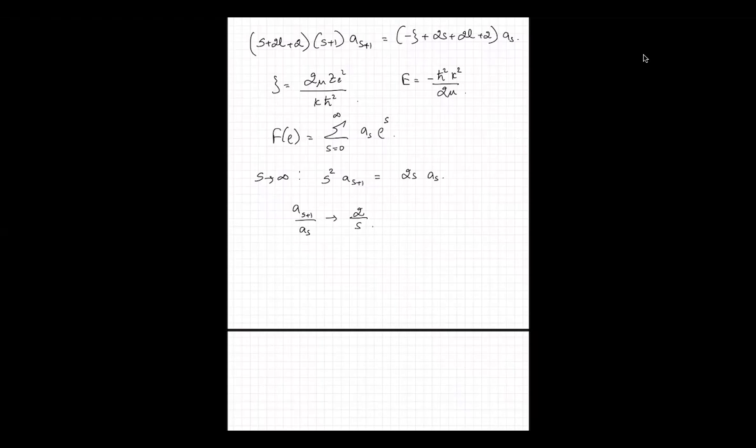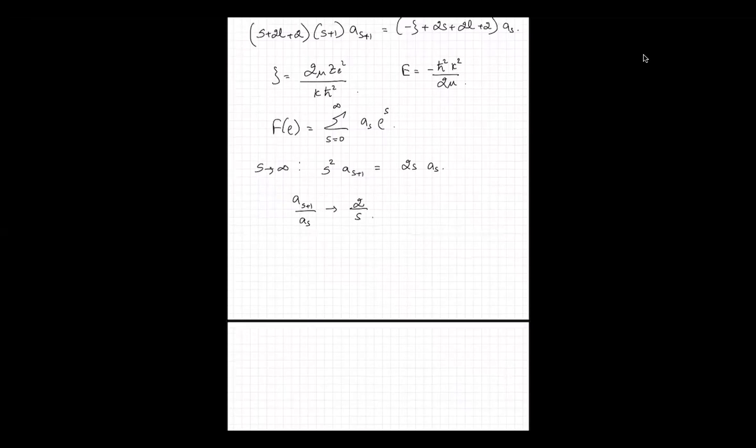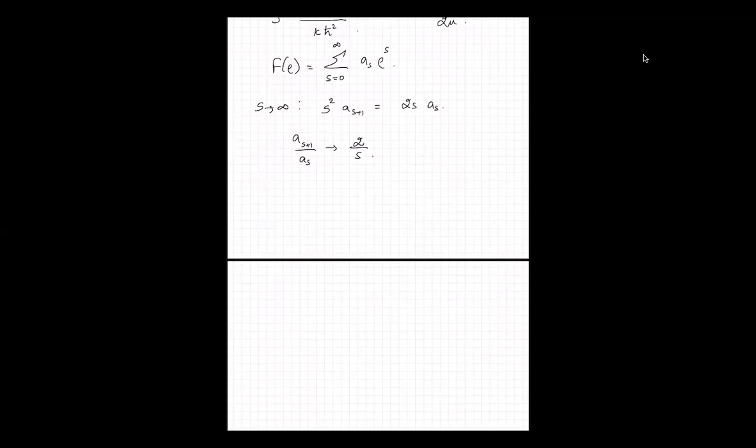Instead of solving this, we can actually guess what power series this would be. We exactly know the power series in which the ratio of successive coefficients goes like 1 over s, and this is the exponential series. So this is a telltale property of the exponential series.